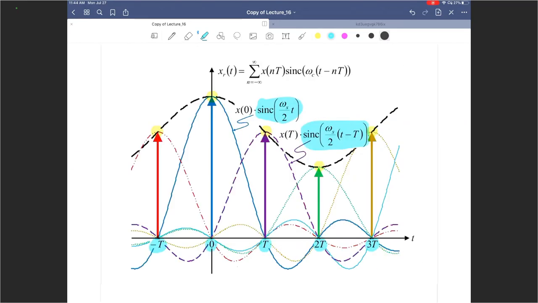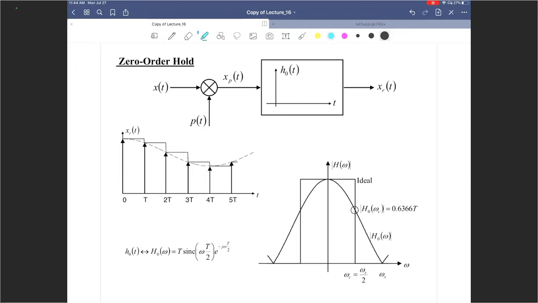All right, let's move on here. Let's take a look at the zero order hold. Zero order hold filter, what should be the impulse response? The impulse response of the low pass filter, the ideal filter, was a sinc function. So what shape should this have? What shape should the zero order hold filter have?